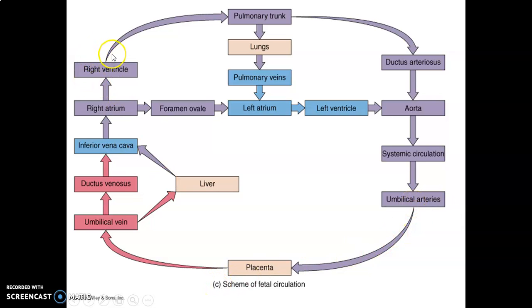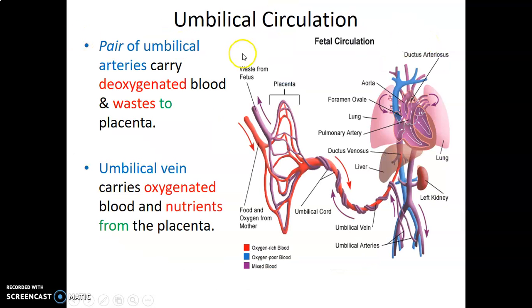The little that managed to enter the right ventricle will be pumped out through the pulmonary trunk. But since the lungs are not developed, this blood gets back to the aorta through the ductus arteriosus. So basically that's it.